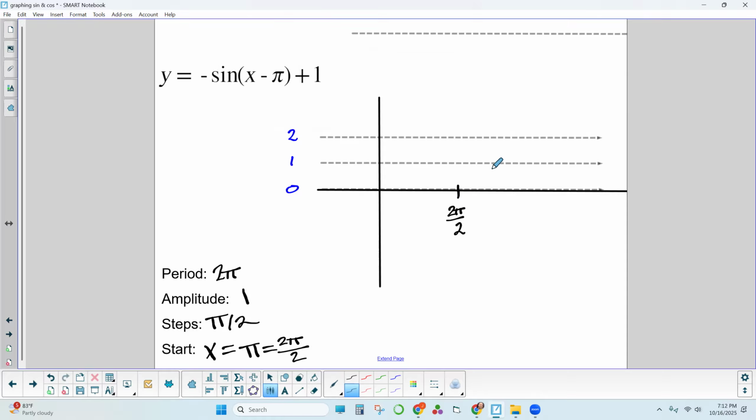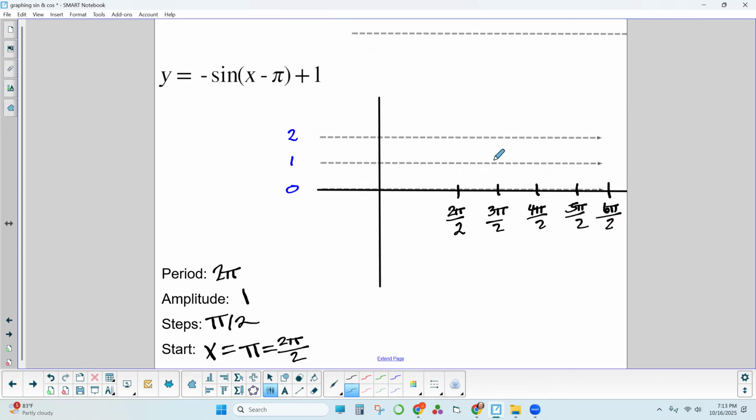I'm going to move one step, pi over 2, which is going to put me at 3 pi over 2. Another step, 4 pi over 2. Another step, 5 pi over 2. And my last step, 6 pi over 2. Now, if I'm graphing a period, how do I know when to stop? That's 4 steps. Okay?